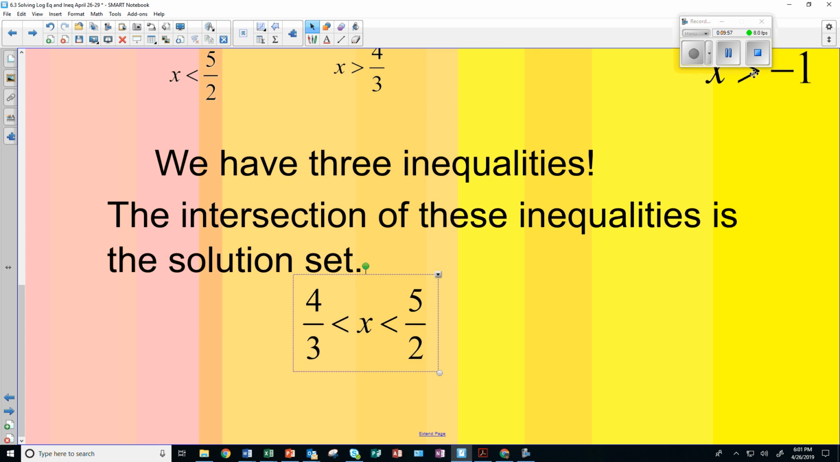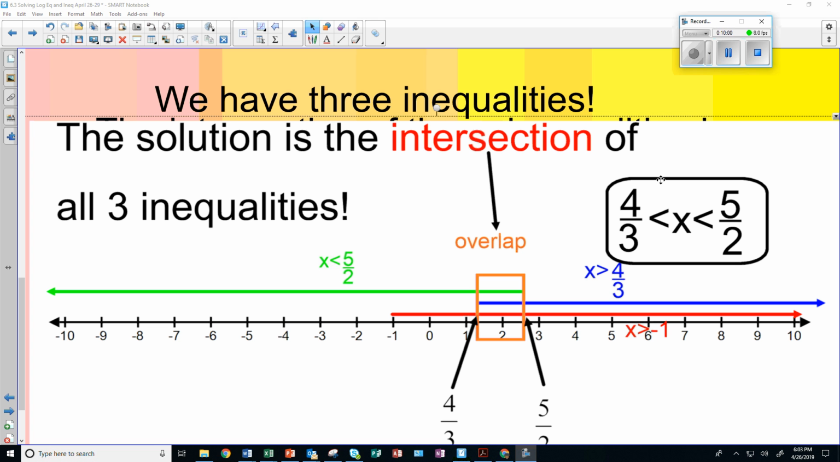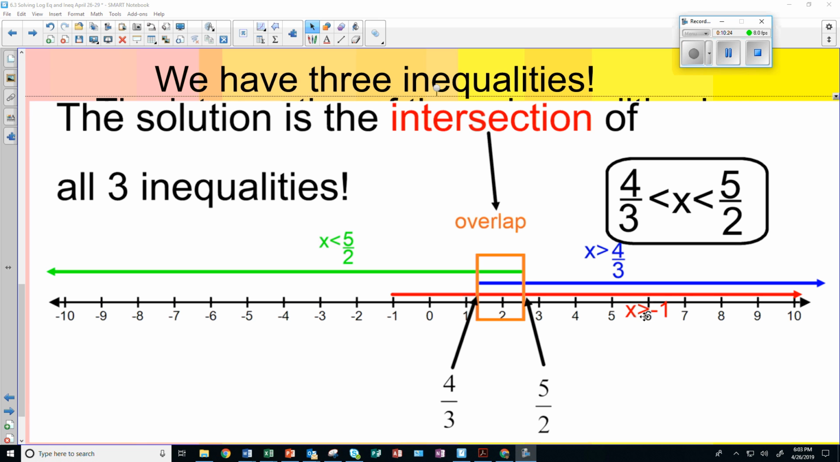Now, I've included this diagram to help you understand why, if you didn't follow what we just did in that last part. Remember, the solution is the intersection of all three inequalities: x is less than 5/2, x is greater than 4/3, and x is greater than -1. Let's look at the number line and see that there's only one part where all three of them overlap. And that's right here, between x is 4/3 and x is 5/2. So that's another way you can figure out what the answer is: if you graph all three and get the overlap.